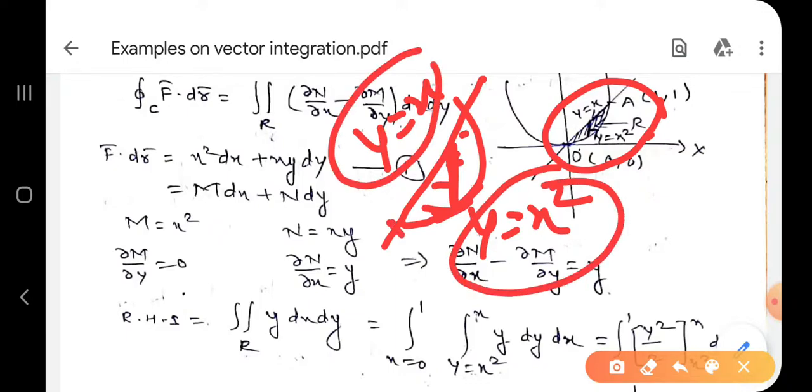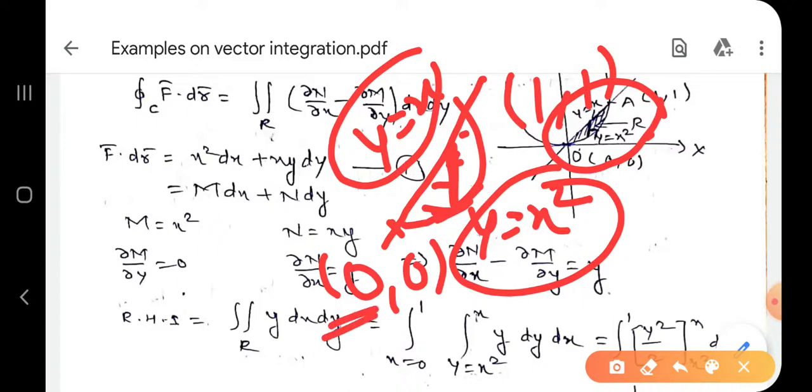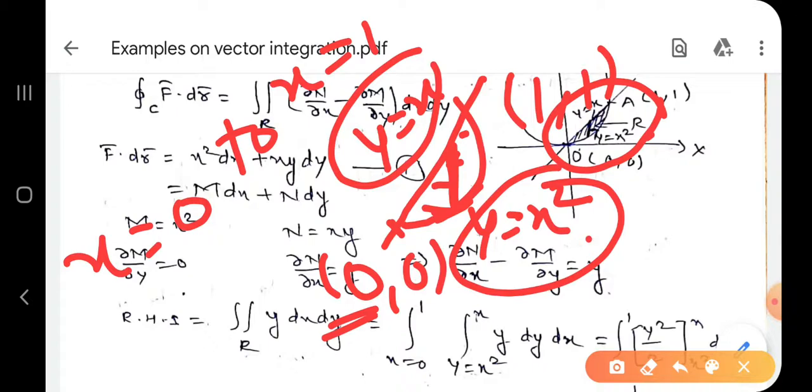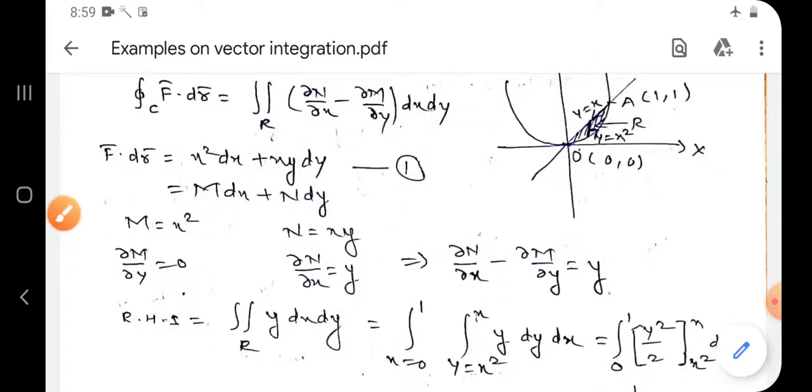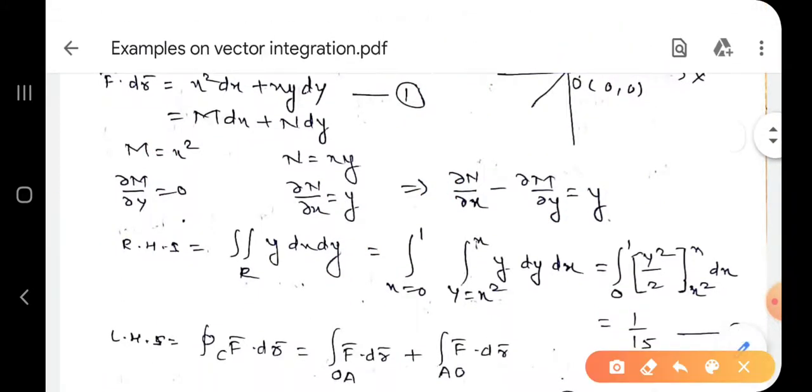And here you take the point 0, 0 and the other point 1, 1. You know that. So x varies from 0 to 1, and the limits of y: the lower end gives the lower limit, y equal to x square, and the upper end gives the upper limit, y equal to x. Understood? So I put those limits: x equal to 0 to 1, y equal to x square to x, y dy dx.